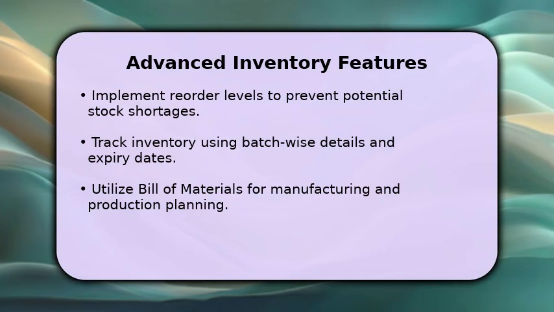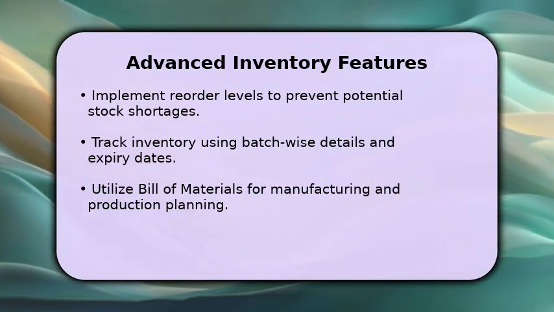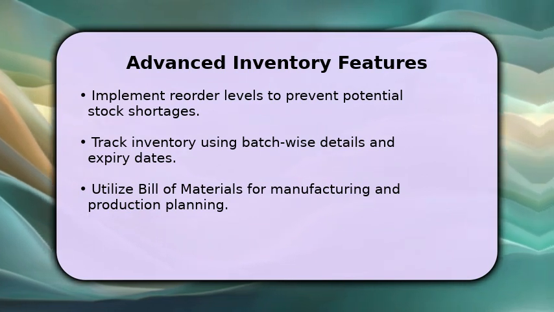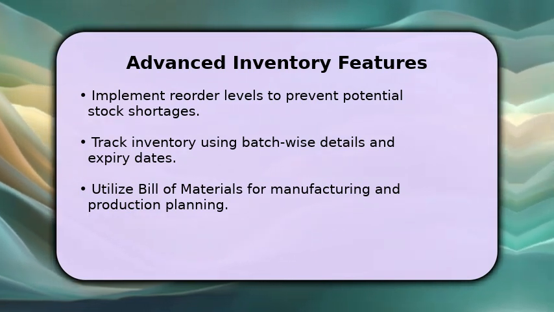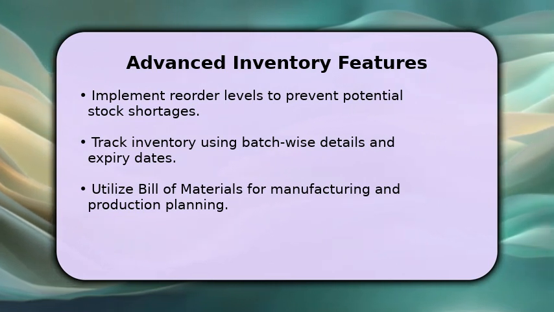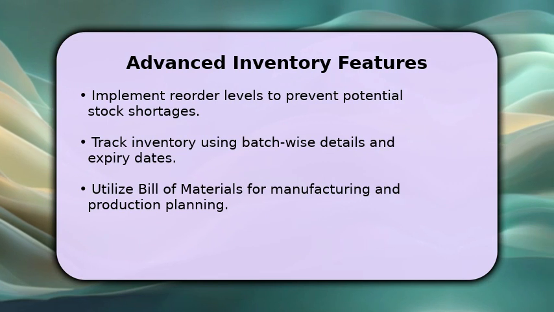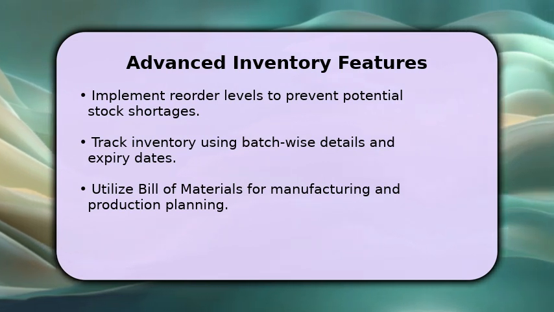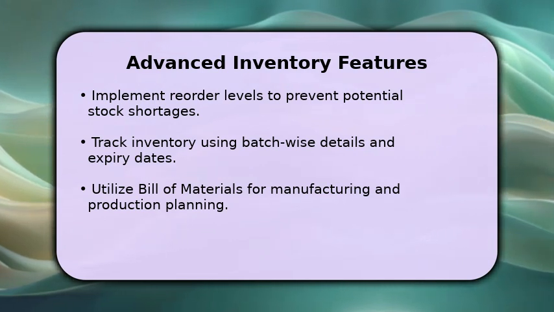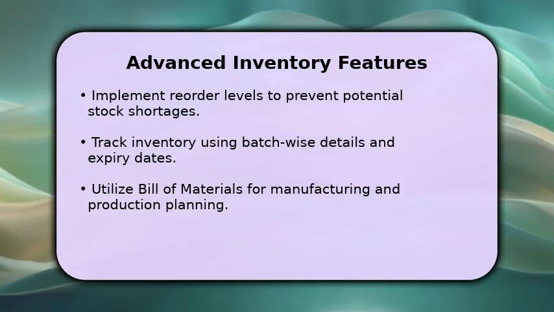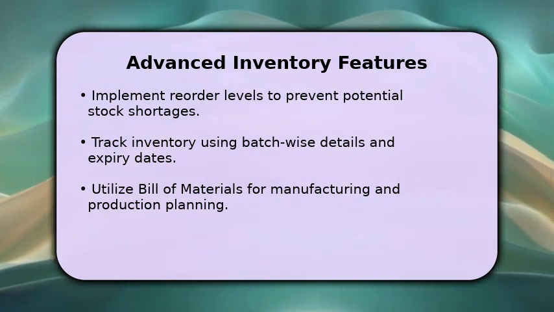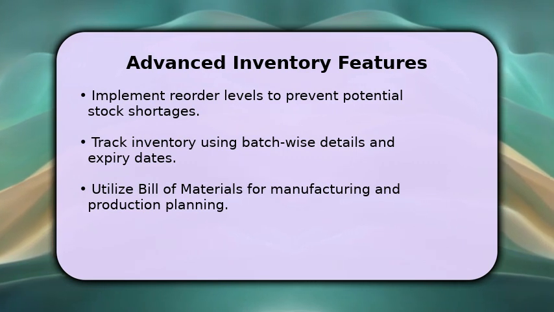Tally offers several advanced features to optimize your inventory management. You can set reorder levels to automatically prompt you when stock falls below a certain quantity, preventing shortages. For perishable goods, batch-wise tracking with manufacturing and expiry dates is crucial. Manufacturing businesses can use the Bill of Materials feature to define components for finished goods. Finally, leverage Tally's extensive inventory reports, like stock summary and aging analysis, for informed business decisions.